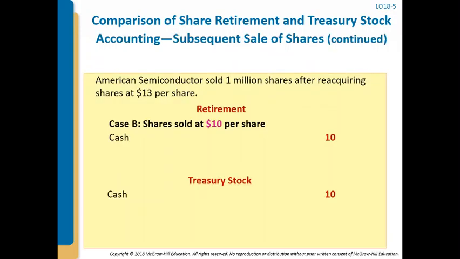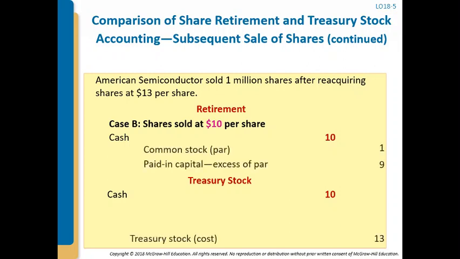Now, what happens if you sell it for less than what you repurchased it for? Well, if it's a retirement, it doesn't matter. You're simply going to book the amount of cash. Here it's $10 million cash received. Since par value is $1 per share, you're going to book common stock par at 1 million, paid in capital excess of par for 9 million.